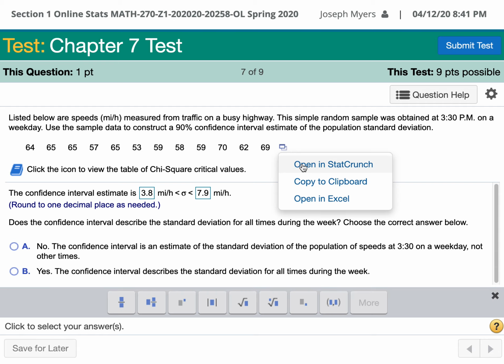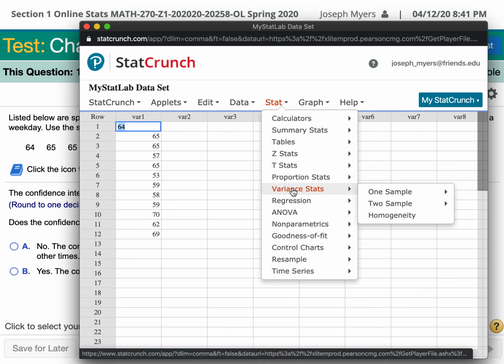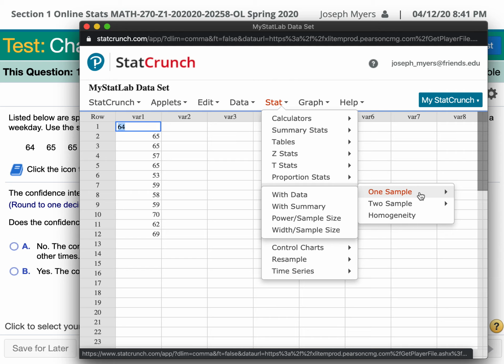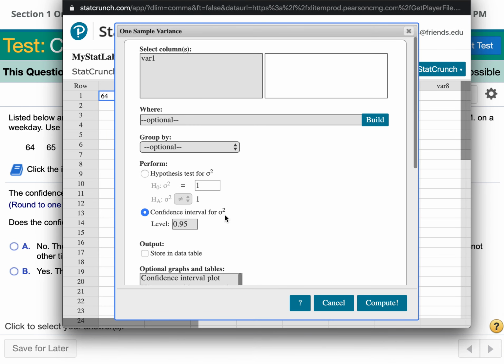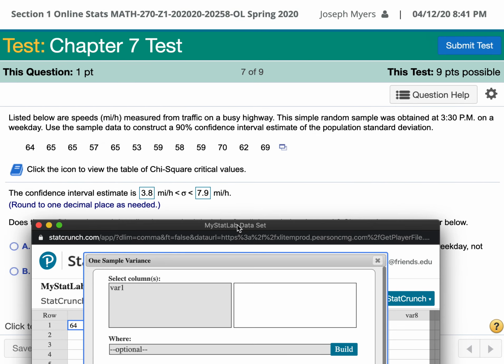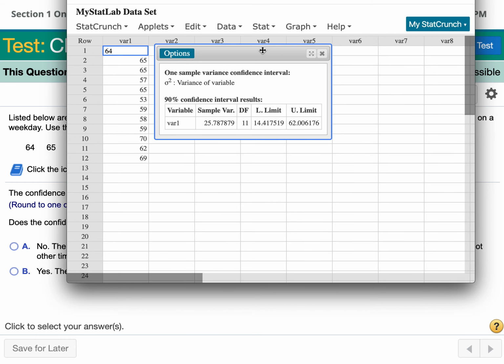Just click on the data, click Open in StatCrunch, and then just click Stats, Variance Stats. Since we have the data already, we don't have to reuse the numbers from the previous set of data. We can just open the data in StatCrunch again and click One Sample with Data. And then you just click Confidence Interval for that. Sigma squared means the variance. And then you do a 90% confidence interval, which means you click on this dot and then you change this to 0.90 to represent 90%. Then you click Compute. Whoops, sorry. You have to select a column of the data. Click on that. Then you click Compute. And then you get those two numbers.